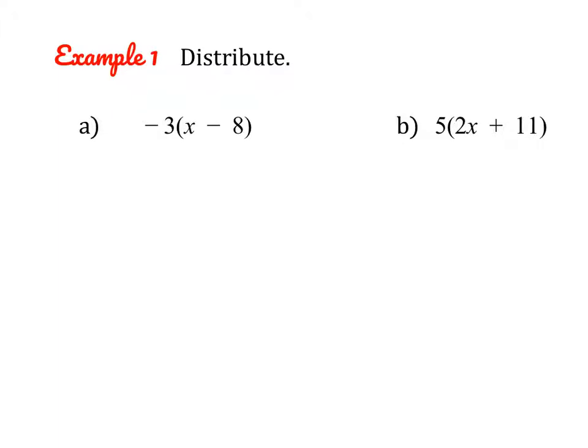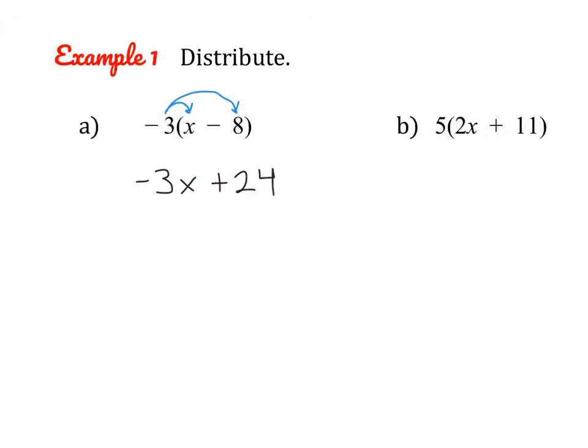All right, let's try a couple more examples together. Here we're just going to distribute. So for part A, I see that I need to distribute -3 to x and -8. So I'm going to show that with my rainbows. And now all I need to do is multiply. -3 times x is -3x. -3 times -8 is +24. Watch out for whenever you're multiplying two negatives. They always will become a positive.